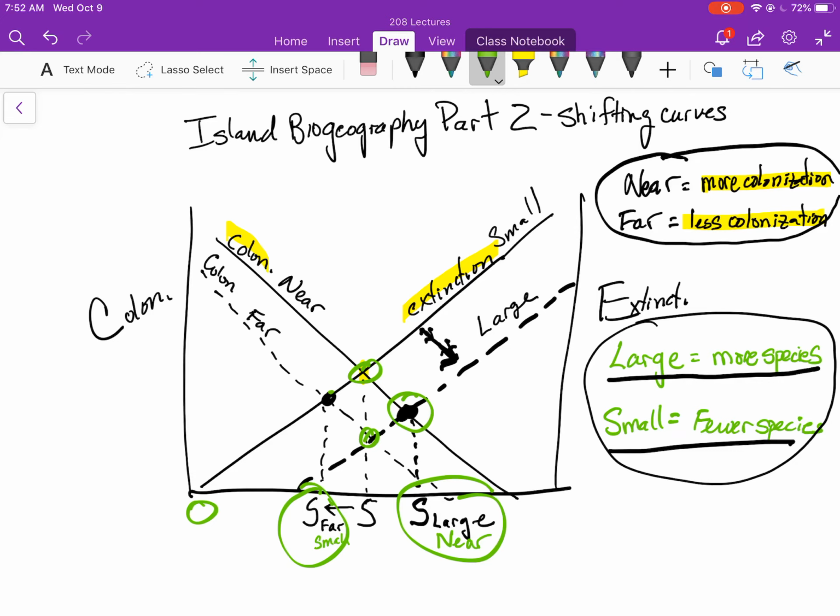So this is how curves shift. Notice I didn't change the slope of the curves. In your book or in other places, you'll see the curves are drawn as being curved, which is perhaps more precise because the number of species is not perhaps linearly related with the extinction and colonization rate, but that's okay. These straight line curves are easier for us to draw and easier to work with for this class.